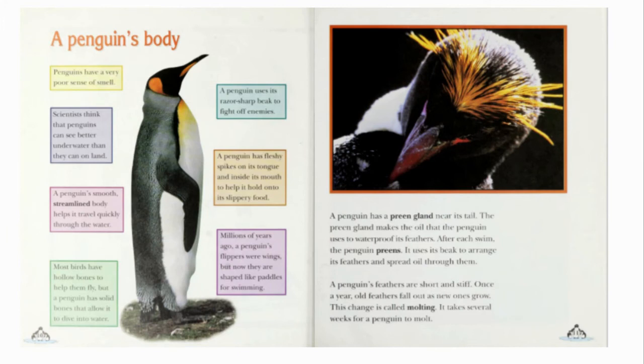Penguins have a very poor sense of smell. We can see that's kind of put up by their face because that's where your nose would be. Scientists think that penguins can see better underwater than they can on land. A penguin's smooth, streamlined body helps it travel quickly through the water. Most birds have hollow bones to help them fly, but a penguin has solid bones that allow it to dive into water. A penguin uses its razor-sharp beak to fight off enemies.